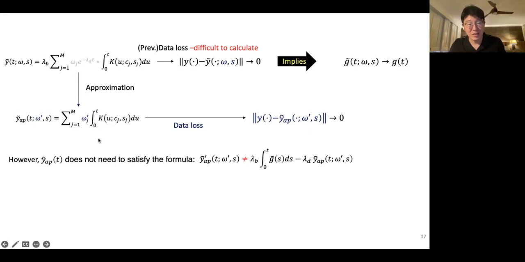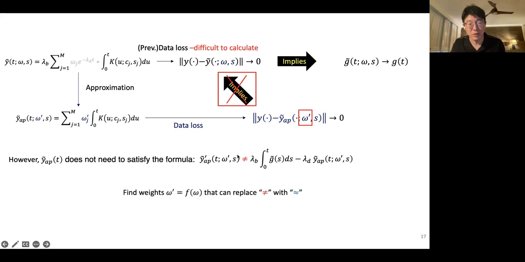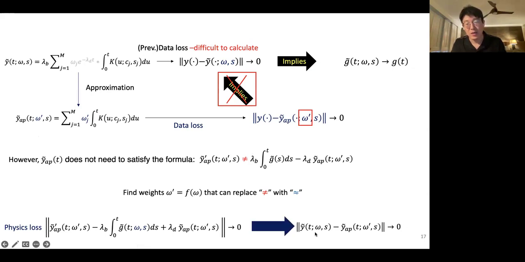However, this Y tilde approximation does not need to satisfy this differential equation, so this data loss does not imply that Y goes to Y tilde, so it does not imply that G tilde goes to G. So the remaining job is we have to change this inequality to an equality. How to do this is we will make this approximate solution satisfy this physics loss term. By enforcing this physics loss term, Y tilde and Y tilde approximation become similar.